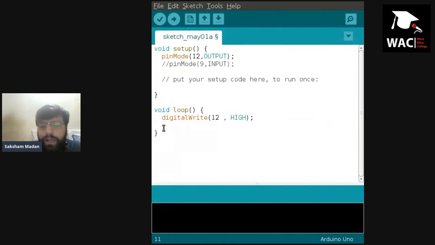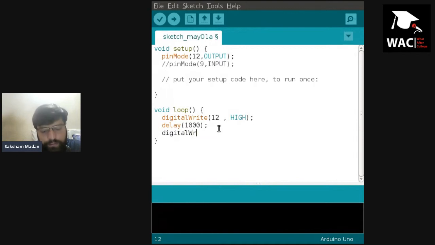Okay, digital write 12 high, then delay. So the delay function works in a millisecond. Delay is basically when we pause our system for a while. Now we have to turn the light off.